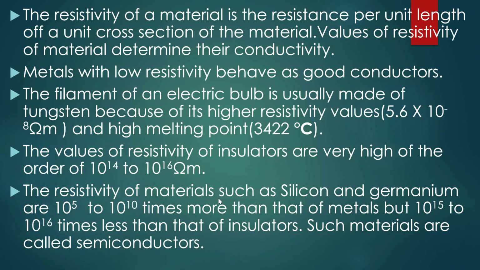The resistivity of materials such as silicon and germanium. Actually, silicon and germanium are semiconductors, we know. So silicon and germanium have resistivity values between 10 to the power of 5 to 10 to the power of 10 times more than that of metals. But they are lesser when compared to insulators. They are about 10 to the power of 15 to 10 to the power of 16 times less than that of insulators. So such materials are called semiconductors.